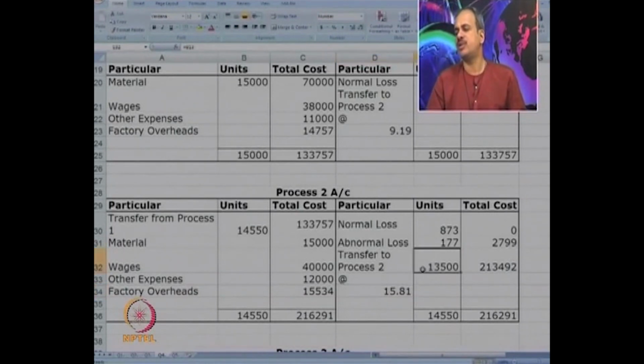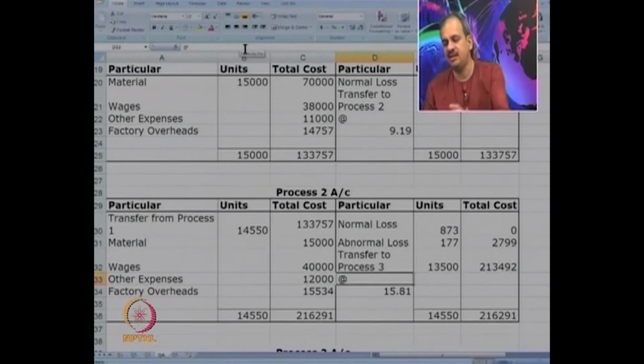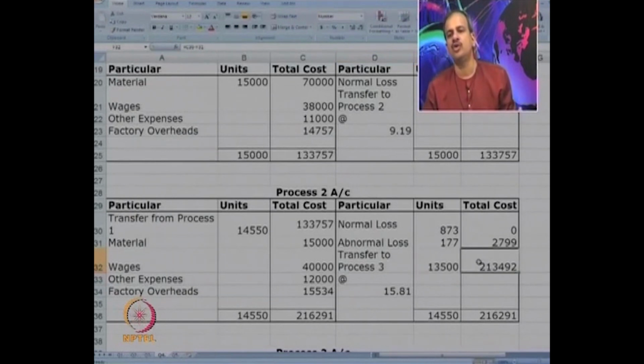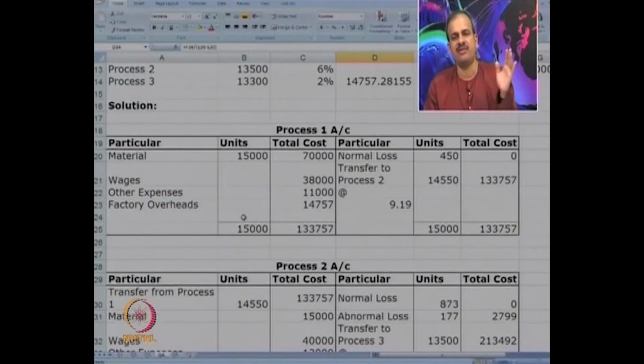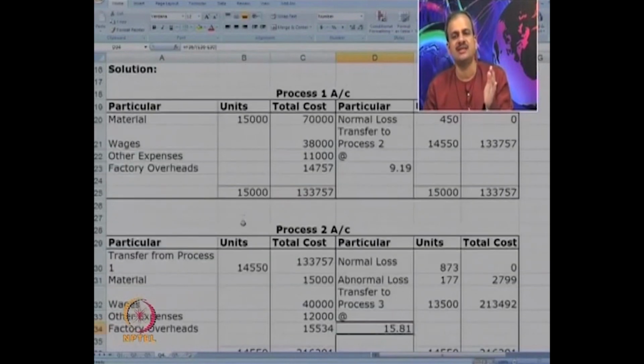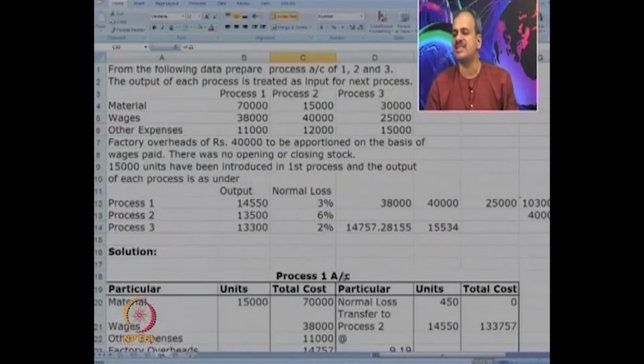Now the transfer to process, I am sorry, it is not 2, it is actually process 3. So transfer to process 3 comes to 13,500 units at a cost of 213,492, which is again at a rate of 15.81. Is it very clear to you now? So we have dealt with a case in process 1 where there is no abnormal loss. Case process 2, there is an abnormal loss. Now let us go to process 3. So I am going back to the problem.